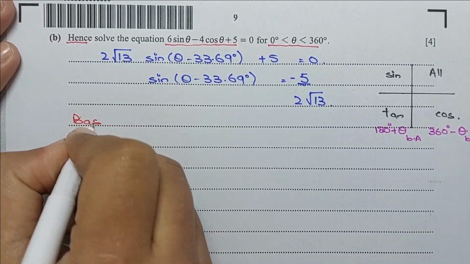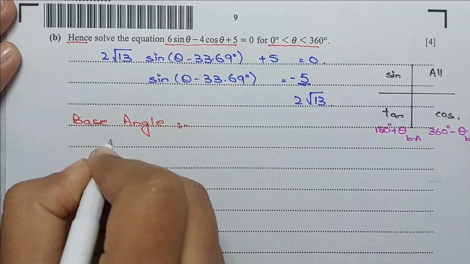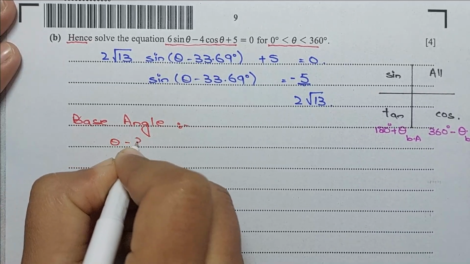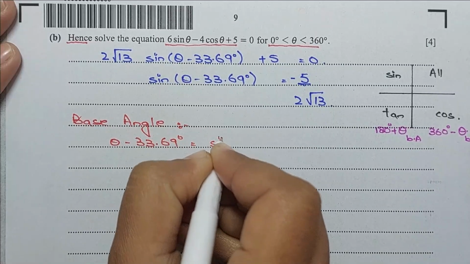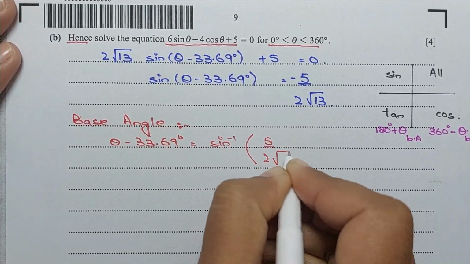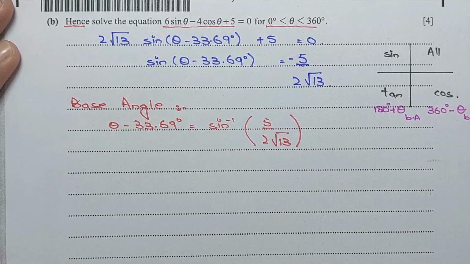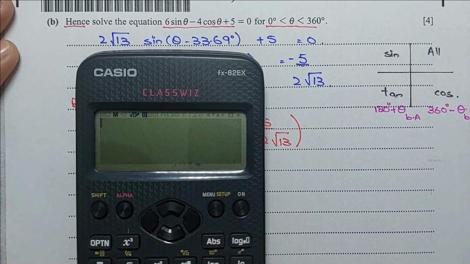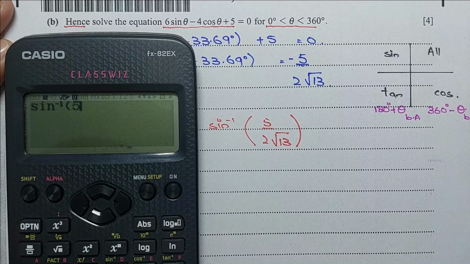So the base angle is theta minus 33.69 degrees. This would be equals to sine inverse of 5 by 2 root 13. Whenever we are dealing with the base angle, we are not considering the signs, right? It's not considering the negative one. This is in degrees. Your calculator is in degrees. Now, what is sine inverse 5 divided by 2 root 13?